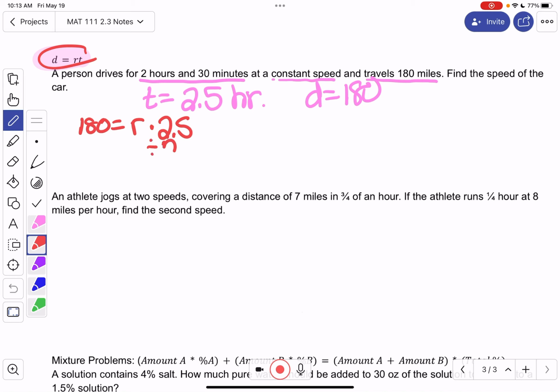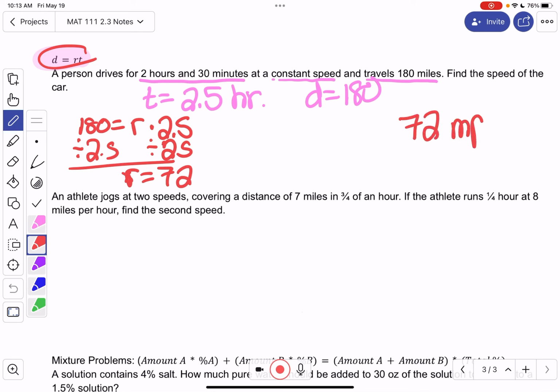To undo that multiplication, we divide. And 180 divided by 2.5 is 72. So this person went 72 miles per hour. How can I check that? Well, I can multiply the time times the speed, and I would end up with 180 miles.